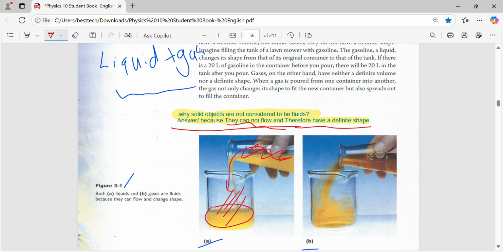But solid, no. They cannot flow and they have a definite shape, not changing their shape like liquid and gas. That's why we cannot say solid is like a fluid, or like a liquid or gas, because of these two reasons: they don't have the ability to flow and they have a definite shape.